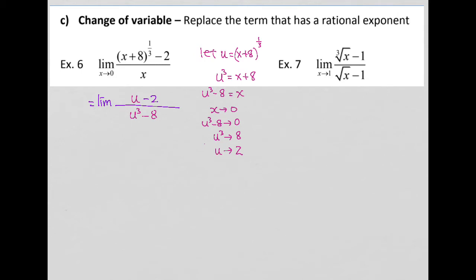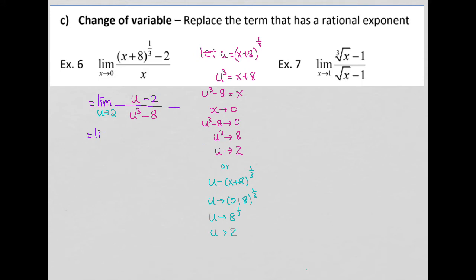There is another way you can do it, which is this. We know u is x plus 8 to the exponent 1 over 3. So as x is approaching 0, then u is going to be approaching 0 plus 8 to the exponent 1 over 3. So u is approaching 8 to the power 1 over 3. So u is approaching 2. Now let's fill this in. So u is approaching 2.